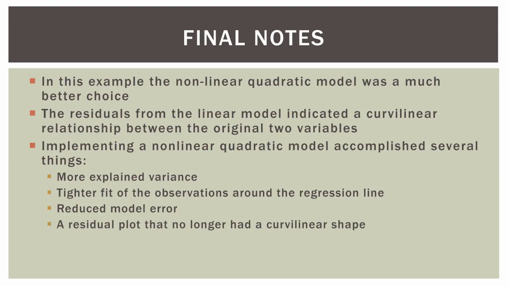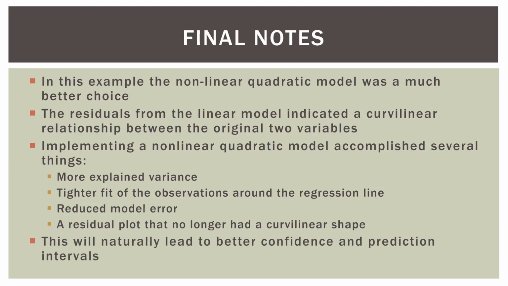And of course, we had a residual plot that no longer had a curvilinear shape. It was a nice non-pattern. The residuals were scattered everywhere, nice and neat, no curvature or no triangularity. And this will also naturally lead to better confidence and prediction intervals. So because the model is more appropriate, because it fits better, because the error is reduced, we're going to be able to make better confidence and prediction intervals than otherwise we could in the linear model.